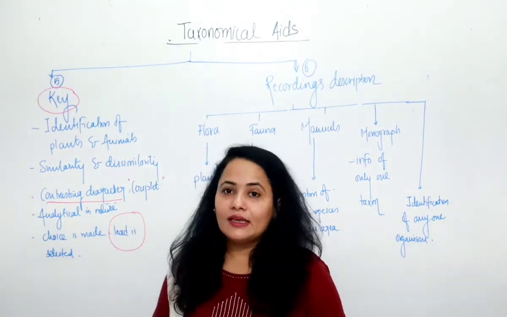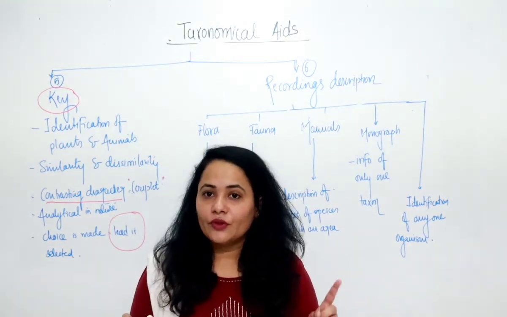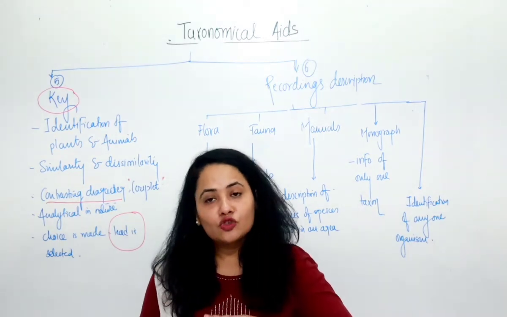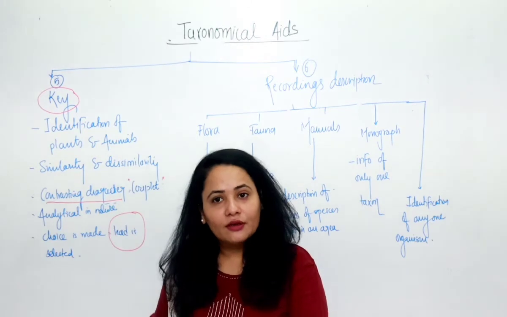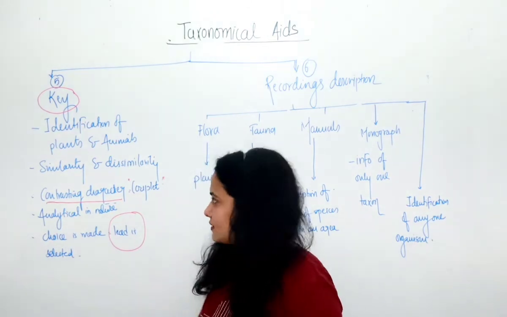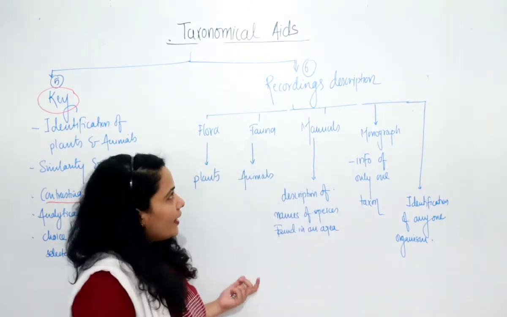So remember that key is a pair of contrasting characters. Remember, they are known as couplet. Choices are made between any of the 2, and the one which is chosen is known as lead. Remember this. Okay.